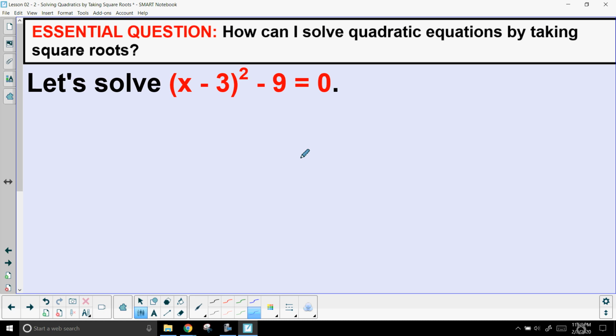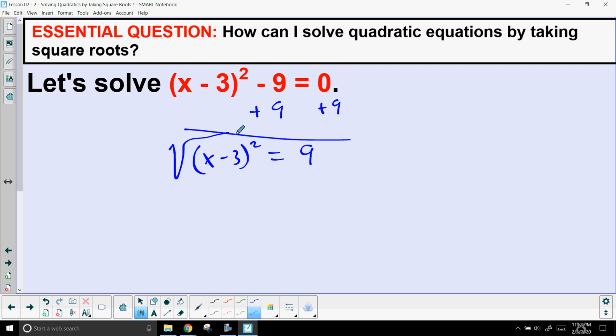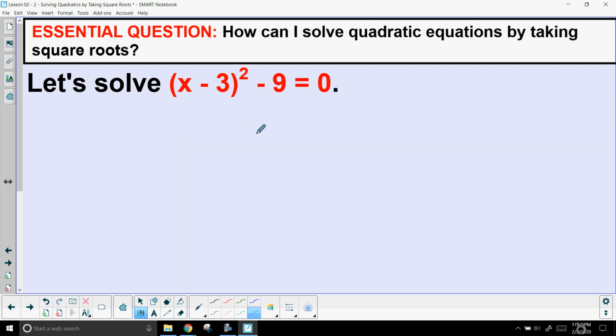So plus 9, x minus 3 squared equals 9. When we get to this point, you can take the square root of all of this. Let me just try this again. I'm getting all kind of crooked. That's how tired I am. Let's try this. x minus 3 squared equals 9. There we go. Take the square roots.